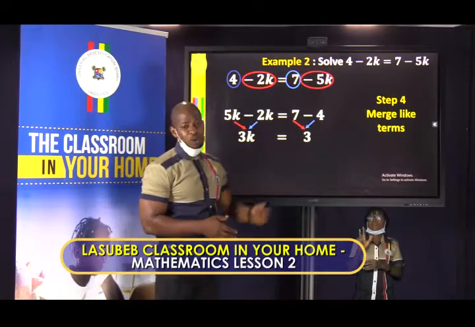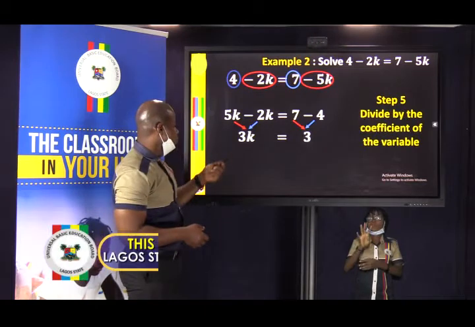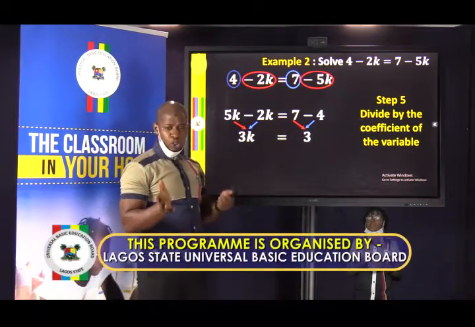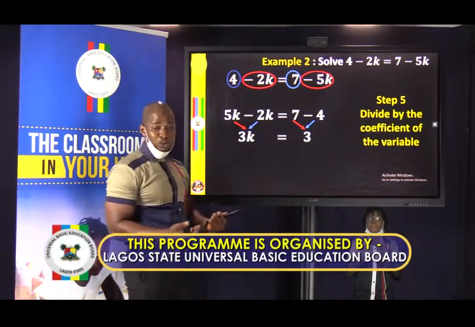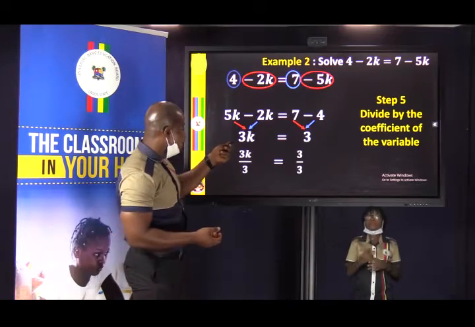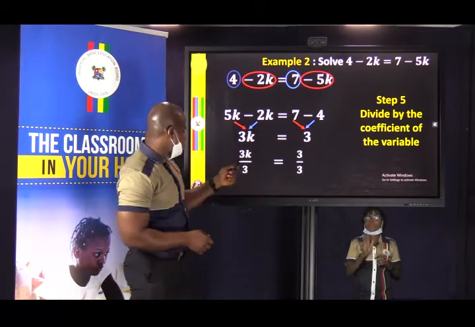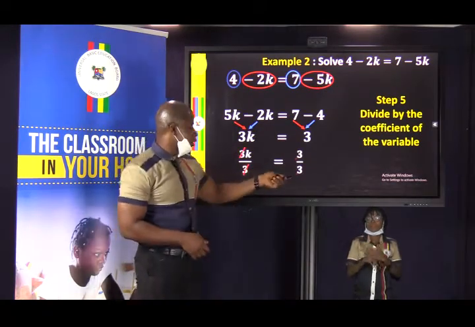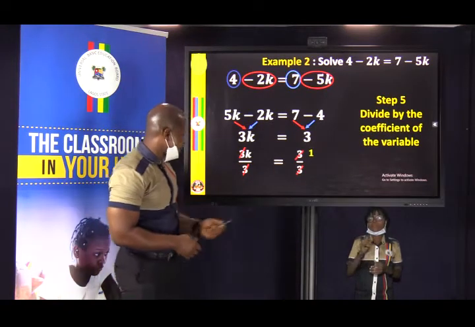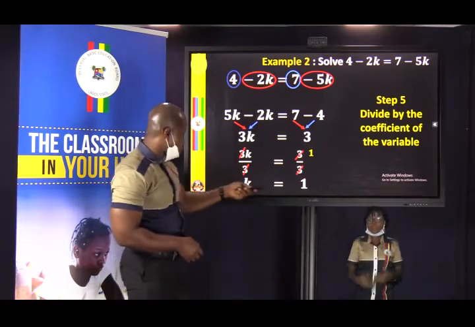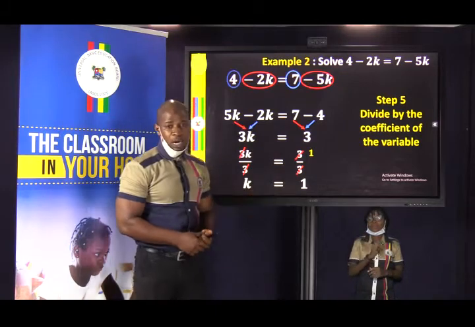7 minus 4, that gives us 3. Now 3 times what will give us 3? You know the answer, but in case you do not know, we divide both sides by 3, which is the coefficient of k. 3 cancels 3. 3 goes in 3 one time. And so we are left with k here, 1, and k equals 1.